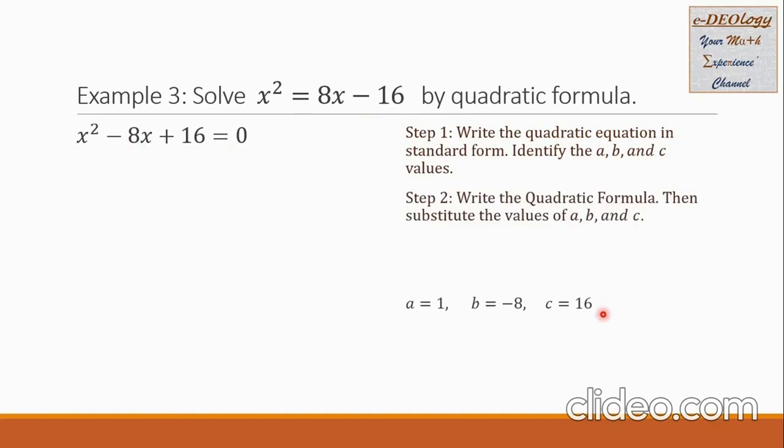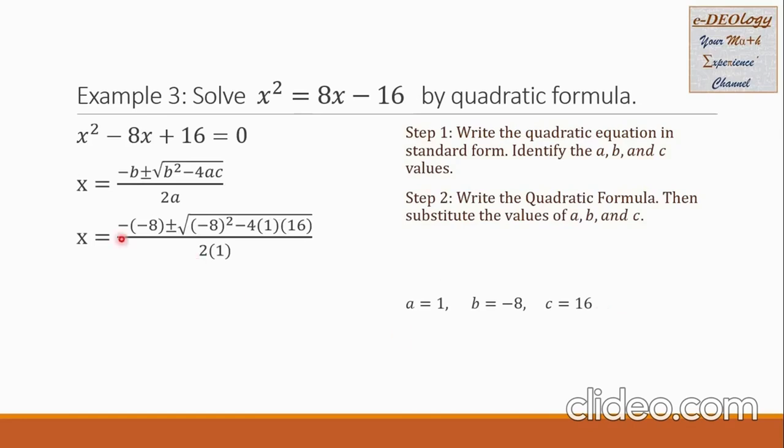Then we will write the quadratic formula and substitute the values of a, b, and c. So this is now the negative of negative 8 plus or minus the big square root. The square of negative 8 is here, then minus 4 times a, which is now changed into 1, times c, which is now changed into 16, all over 2 times a, and is now changed into 1.